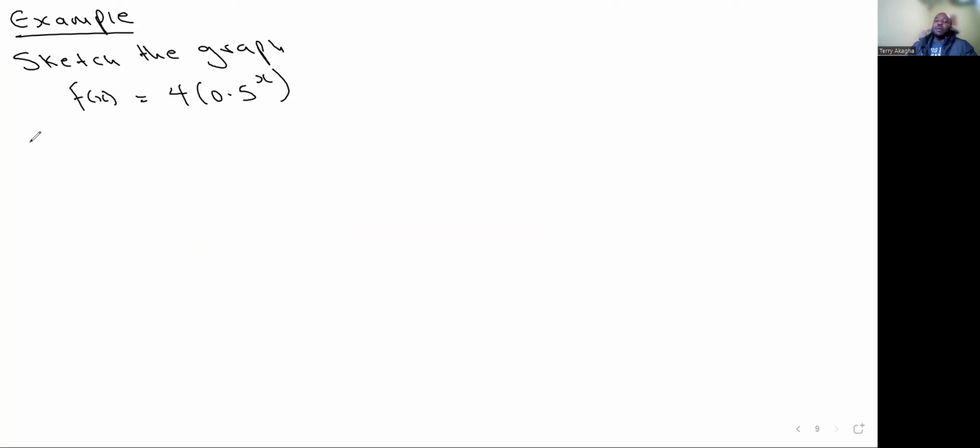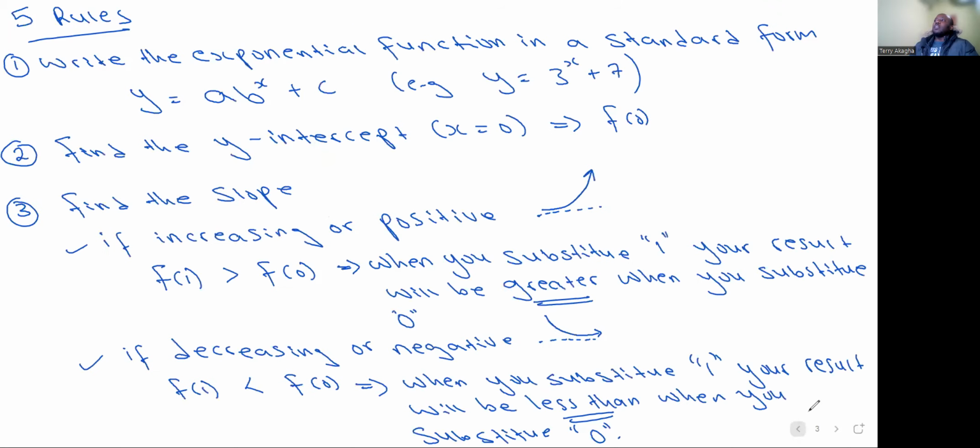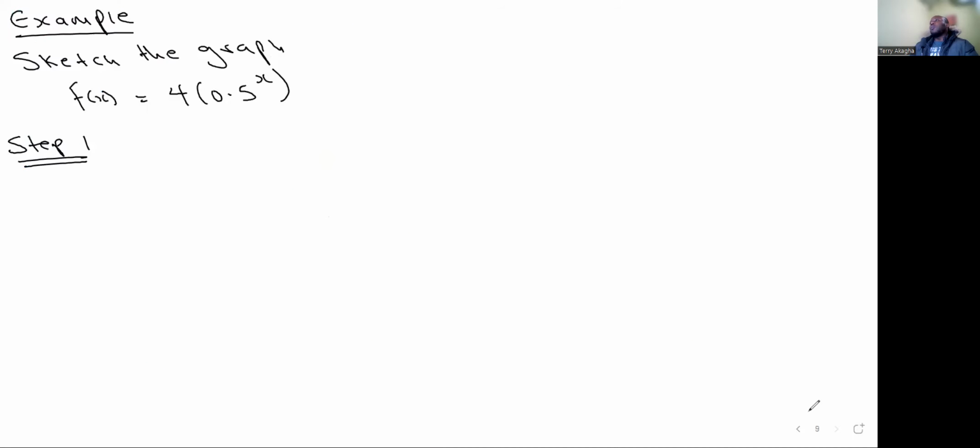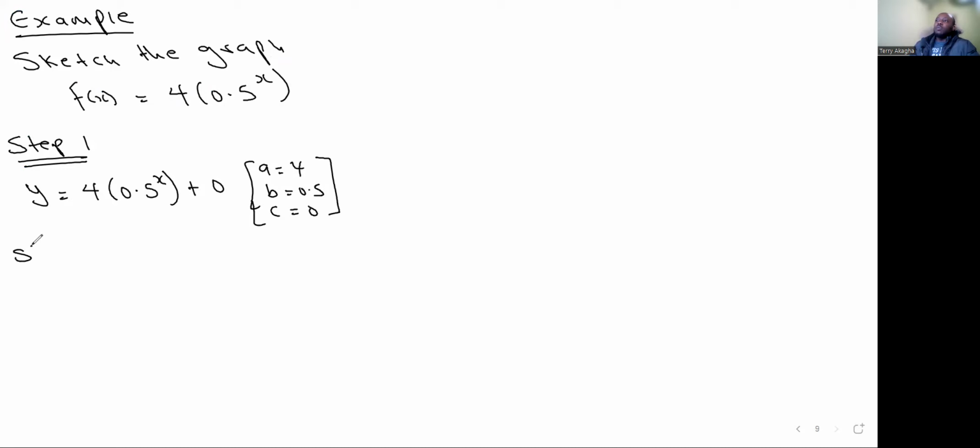Like I said, you can pause the video, try and solve it yourself, then you can come back and see if you get exactly the same thing. All right, so let's go. Step one: if you go back, step one is that we need to write it in exponential form. So y will be equal to 4 times 0.5 raised to the power x plus 0. Are you seeing it? In this case, we know our a is equal to 4, our b is 0.5, and our c is 0. Are you seeing it? Good. Now step two.